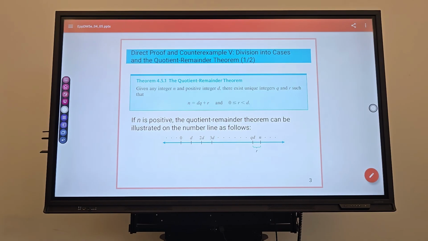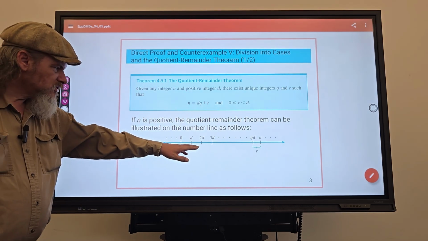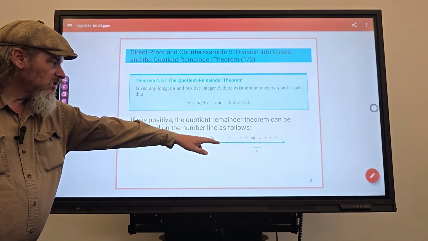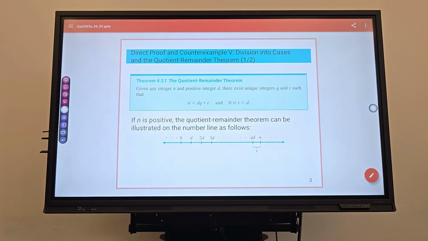Given any integer n and positive integer d, there exist unique integers q and r such that n equals dq plus r, and r is greater than or equal to 0 but less than d. If n is positive, the quotient remainder theorem can be illustrated on the number line as follows. You have d, 2d, 3d, etc. to qd, and the difference of r to get n.